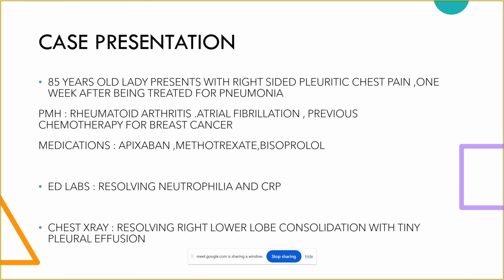So it is important to ask about fever, weight loss. It is important to ask about joint pains and rashes, and also the history of breast cancer. It is important to ask about the fever, weight loss, and night sweats to rule out any recurrence. And then because there is an atrial fibrillation history, it is important to rule out transudative causes like heart failure, which might be causing the pleural effusion.